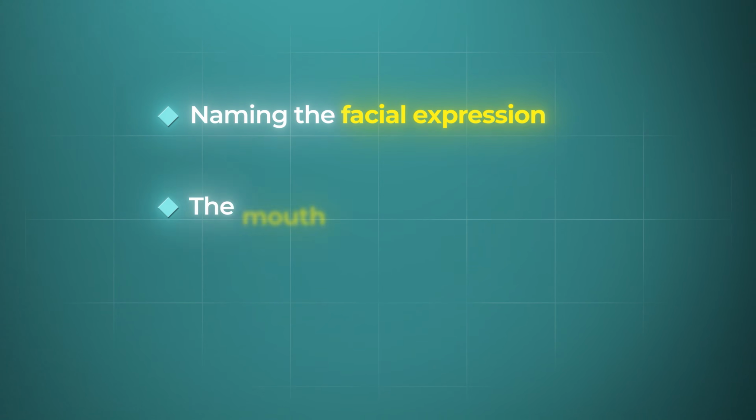So the secret is to be really specific with what you want, and that means naming the facial expression, the mouth, and everything else you can think of. Because if you just tell it to make a sad or tired person, you'd get what you saw in the first generation. But let's go ahead and test this a few more times.